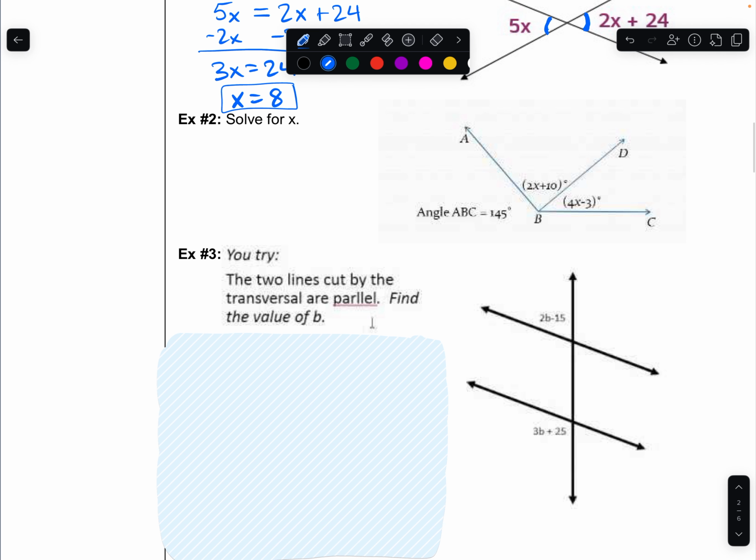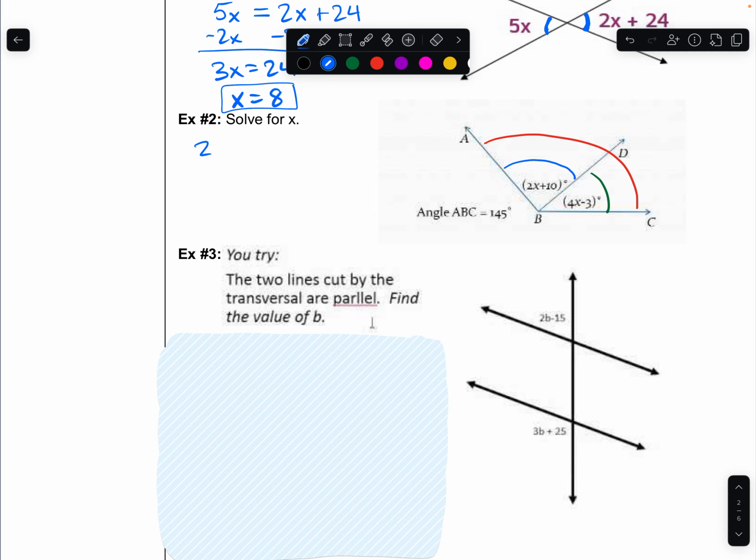Let's try example number 2. We have really 3 different angles here. I'm hoping you can see angle ABD, as well as angle DBC, and then the big angle ABC. So we're going to use something that's called the angle addition postulate. It's a big word, but all it means is that if I take this blue angle and add it to this green angle, it will have the same measure as this red angle.